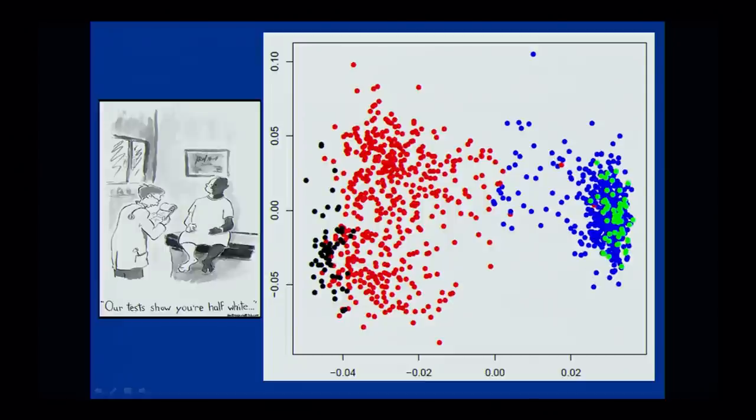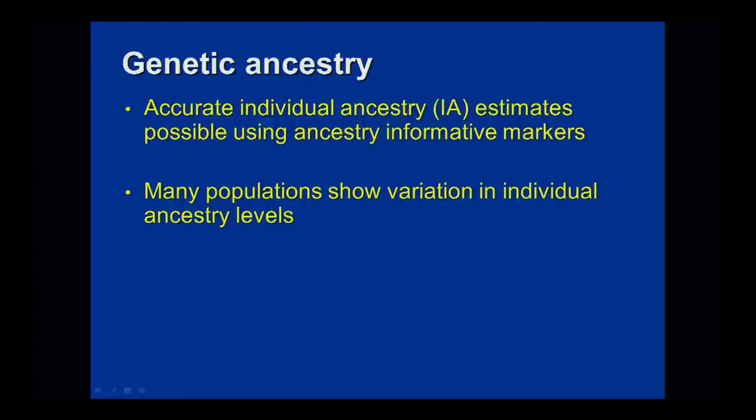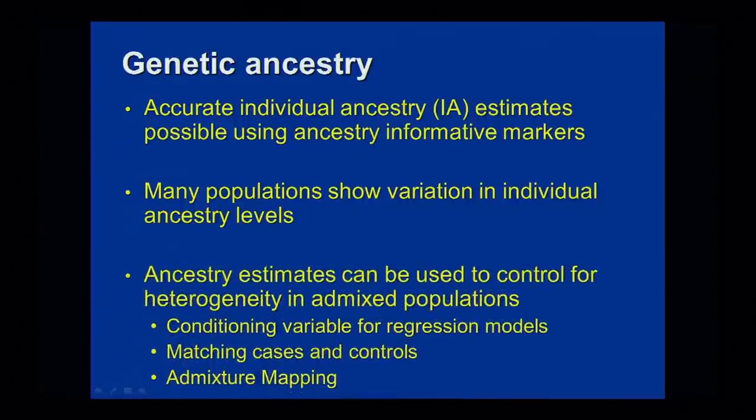And so what they represent is that the spread of ancestry, as you've seen in the previous two talks, is quite wide. And so you really shouldn't go home thinking that genetics is reifying or reinforcing race. In fact, if you look at it, it's breaking down these racial categories and showing that we all have this continuum of genetic variation. So using ancestry informative markers, we can accurately estimate individual ancestry in all populations, not just admixed populations. All populations for the most part show variation in individual ancestry levels.